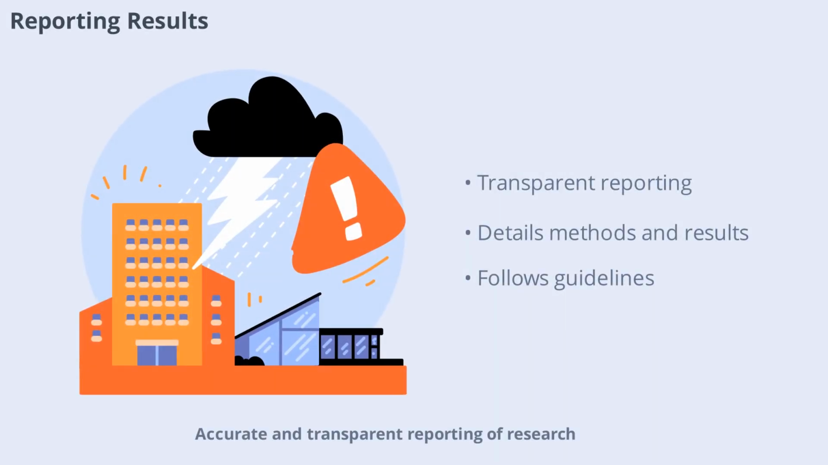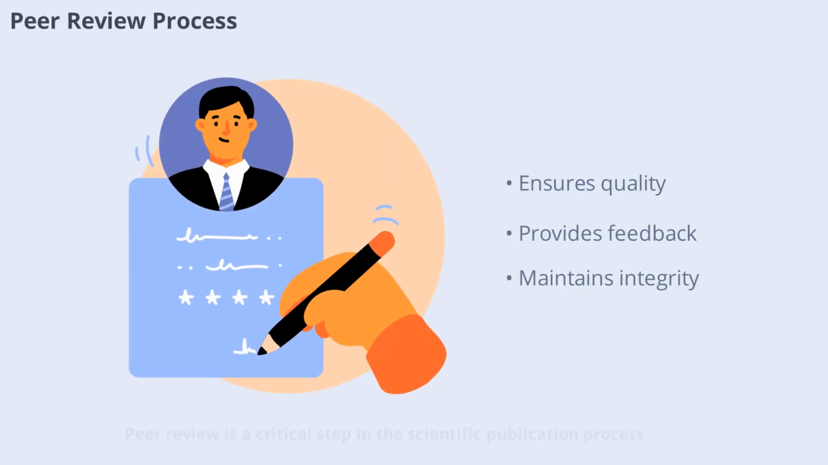Accurate and transparent reporting of research findings is essential for scientific progress. Researchers should provide detailed descriptions of methods, results, and limitations. Following reporting guidelines such as Consort for clinical trials helps ensure that studies can be evaluated, replicated, and built upon by others. Peer review is a critical step in the scientific publication process.